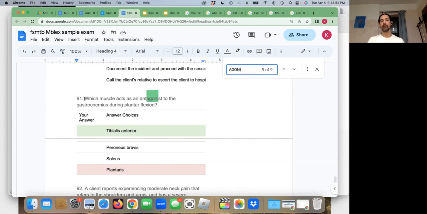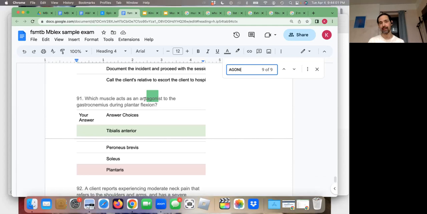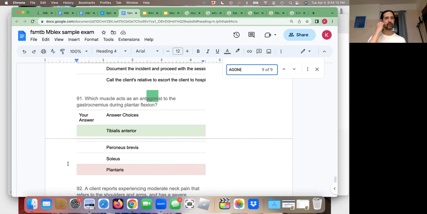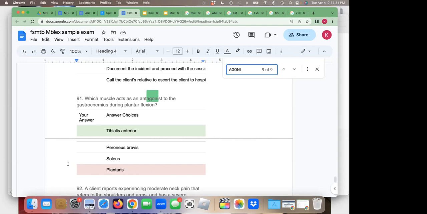Okay. Which muscle acts as an antagonist to the gastrocnemius during plantar flexion? Is that the tibialis anterior, the peroneus brevis, the soleus, or the plantaris? The soleus? In your mind's eye, which muscle opposes the gastrocs? Is it tibialis anterior? Tibialis anterior, that's right.